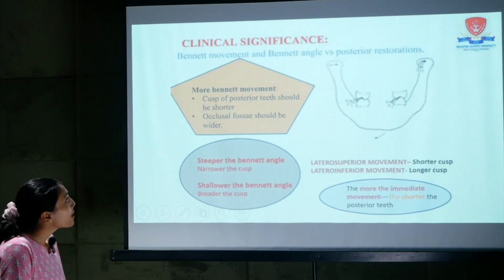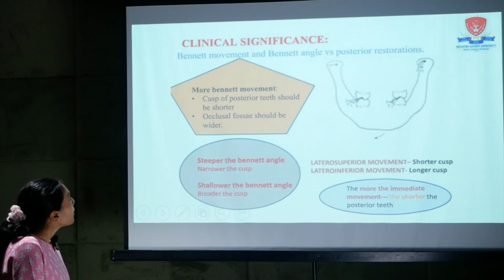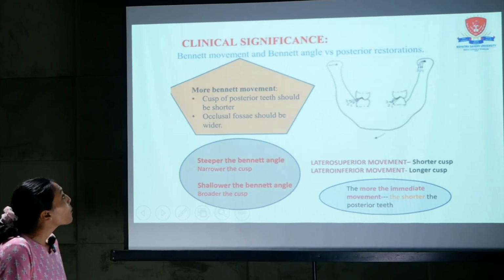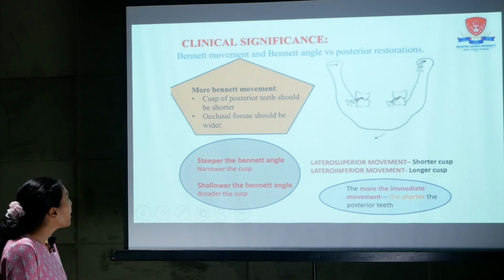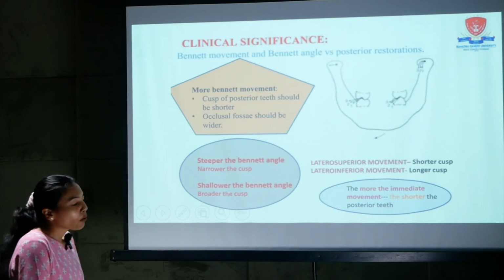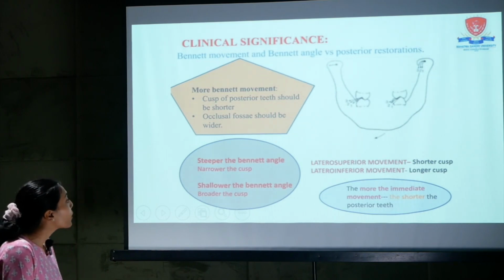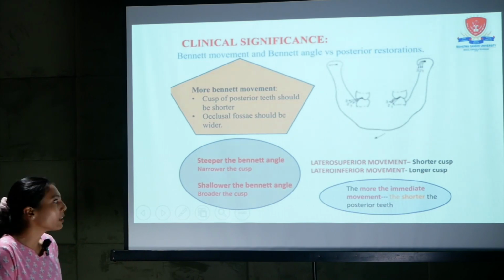The clinical significance of Bennett angle is, if there is more Bennett movement, the cusps of posterior teeth should be shorter or the occlusal fossa should be wider. The steeper the Bennett angle, the narrower the cusp will be; the shallower the Bennett angle, the broader the cusp will be maintained.